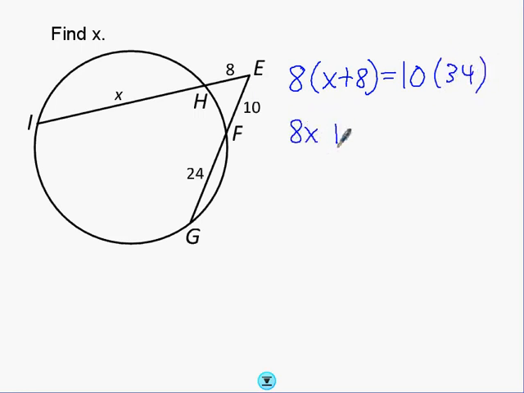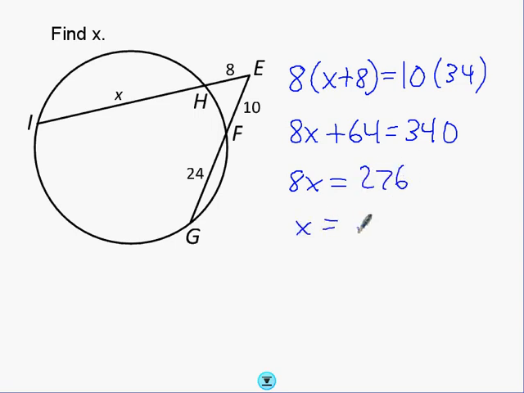Now it's just algebra. Distribute the 8. 10 times 34. Subtract 64 from both sides. That's 276. And divide by 8. That should be 34.5.